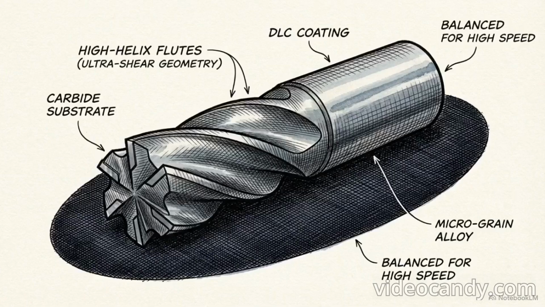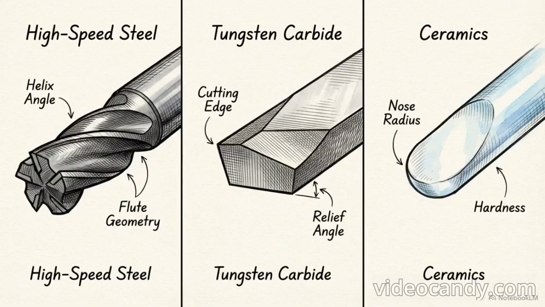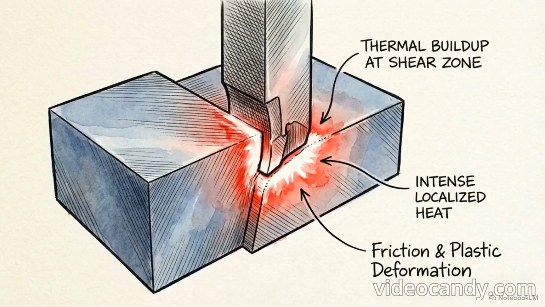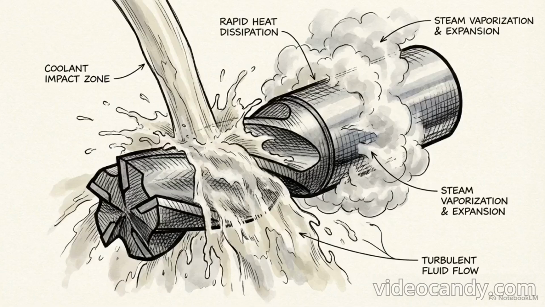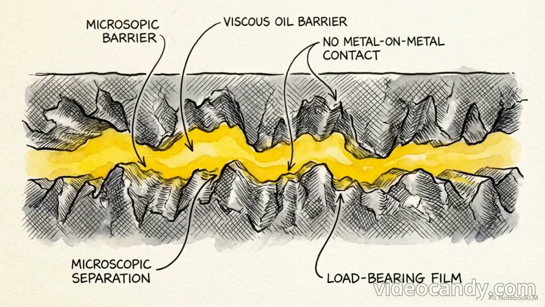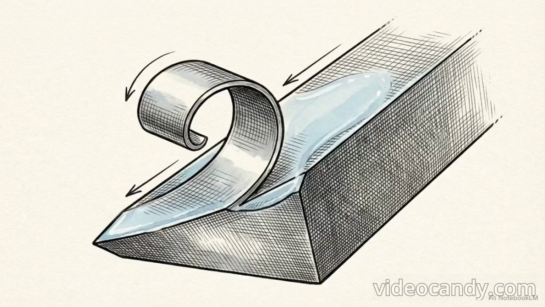A standard steel tool blunts and deforms against a hard titanium workpiece, but a rigid tungsten carbide tool successfully shears that exact same titanium. To maintain that dominance, modern manufacturing relies on highly engineered cutter materials, specifically high-speed steel, tungsten carbide, and industrial ceramics. Tearing metal apart creates immense thermal buildup at the shear zone.